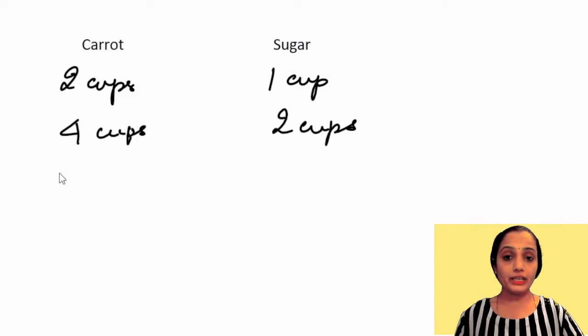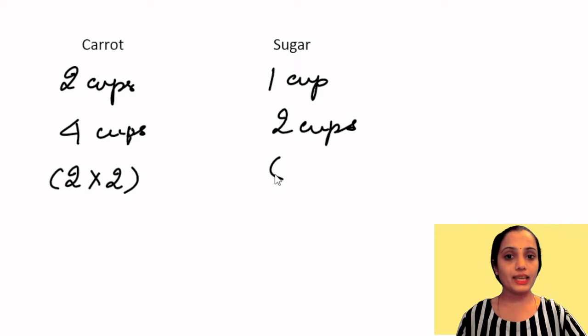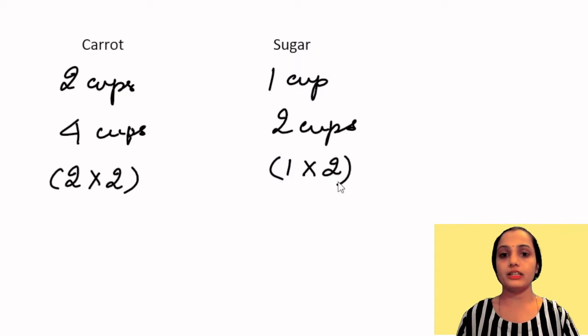So we multiplied. We had 2 cups of carrot, and we doubled the quantity. So we have 4 cups of carrot now. And the same thing was done on the other side as well. We had 1 cup of sugar and we doubled the quantity. So we are multiplying both the sides. So ratio is this: ratio is the comparison of two quantities when they are multiplied.